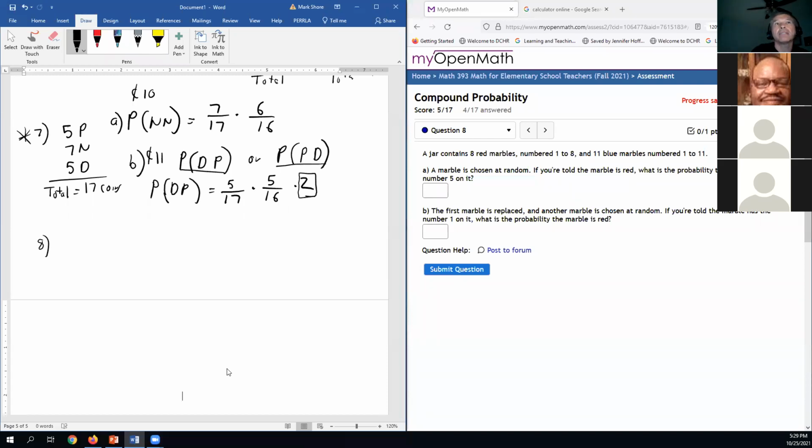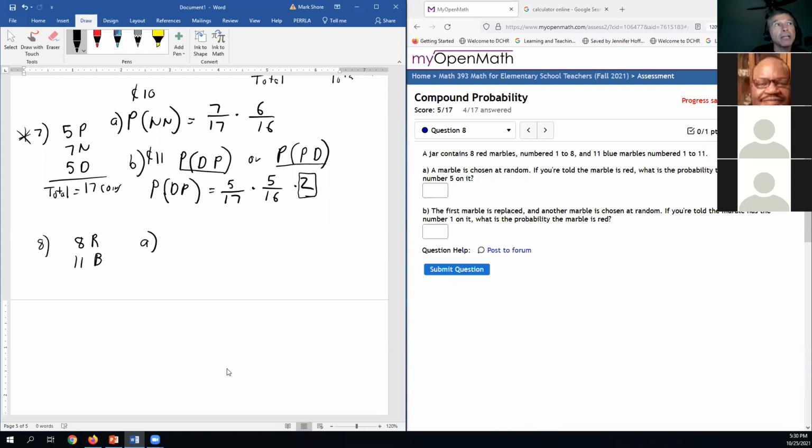So on 8, it says a jar contains 8 red marbles. So let's keep track of these. 8 are red, and they're numbered 1, 2, 3, 4, 5, 6, 7, 8. And there's 11 blue marbles, and they're numbered. Each one has a number on it from 1 to 11. So on part A, it says a marble is chosen at random. If you're told that the marble is red, what is the probability that it has a number 5 on it?